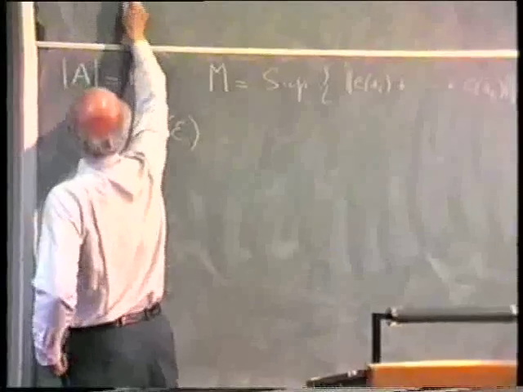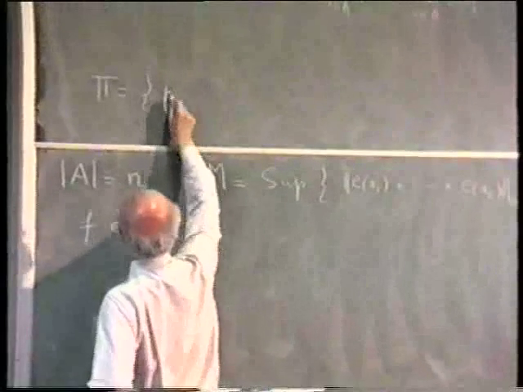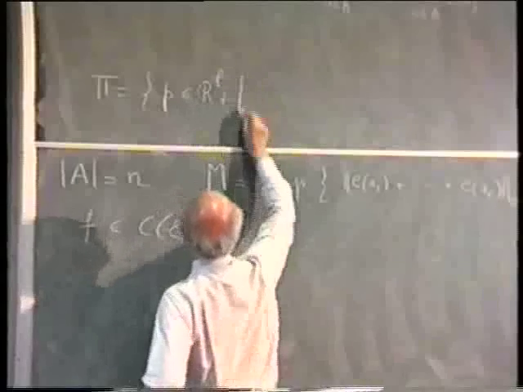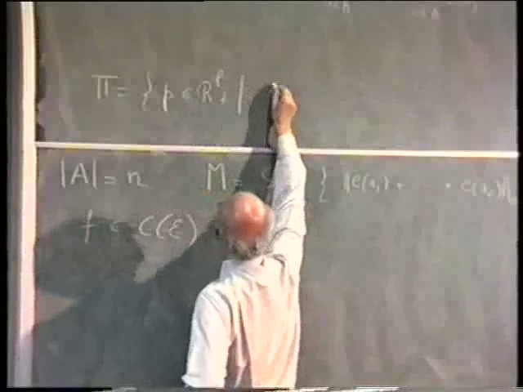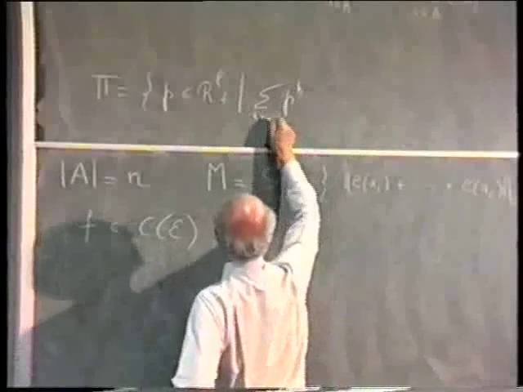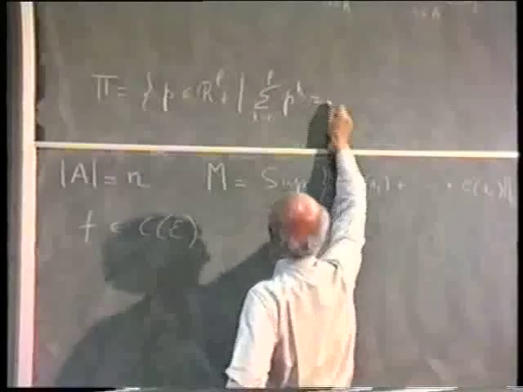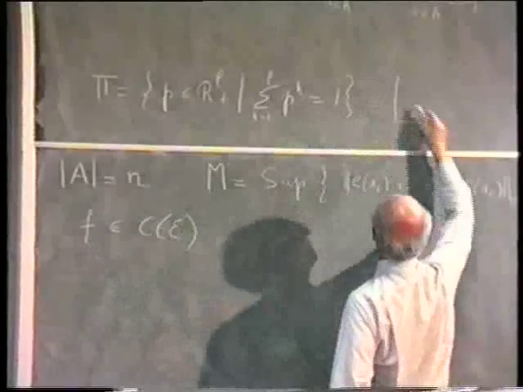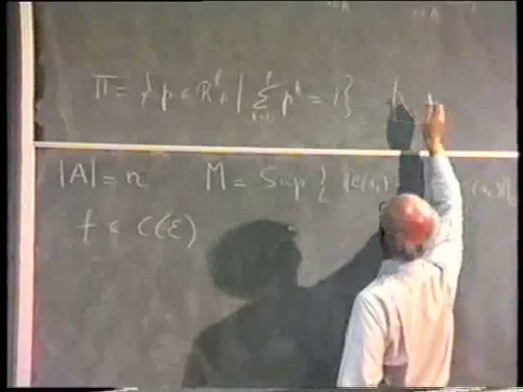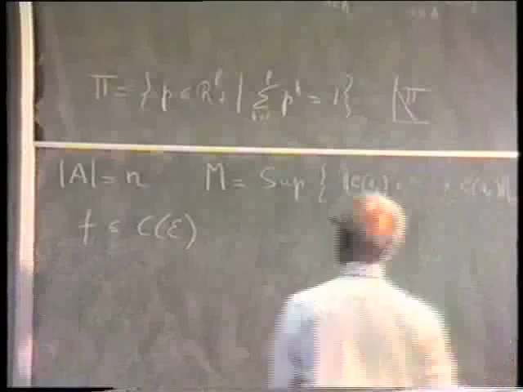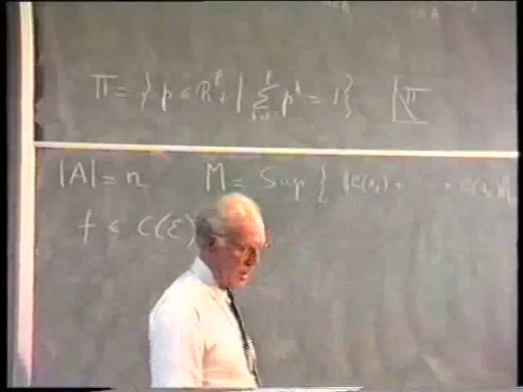We take pi to be the set of price vectors in R^L_+, such that the sum of the coordinates p_h, h varies from 1 to L, is equal to 1. So that is the usual fundamental simplex of the price space. Pi is precisely that.